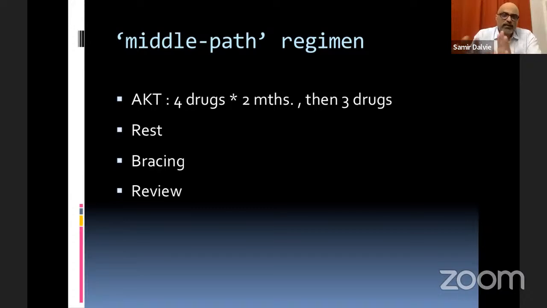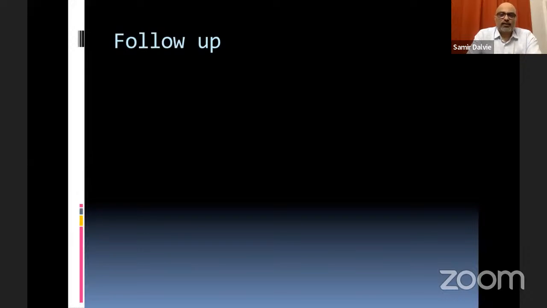What is important in the middle path regimen is to review the patient. There is no patient who will come to you as a TB spine, where you write the drugs and tell them to come after 9 months. You have to review them periodically. You have to make sure that your drugs are acting, that the patient is getting better. You have to make sure that there are no drug side effects or something else going wrong. You need to look at various things.